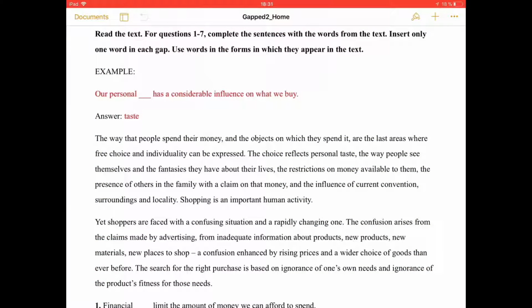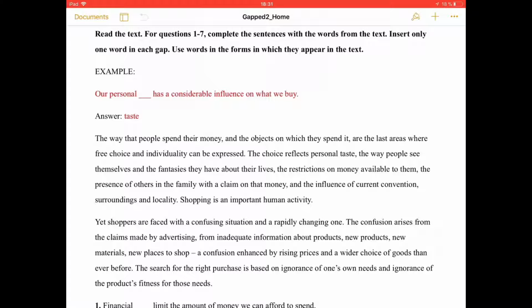Let's look at the task. Read the text. For questions 1 to 7, complete the sentences with the words from the text. Insert only one word in each gap. Use words in the forms in which they appear in the text.